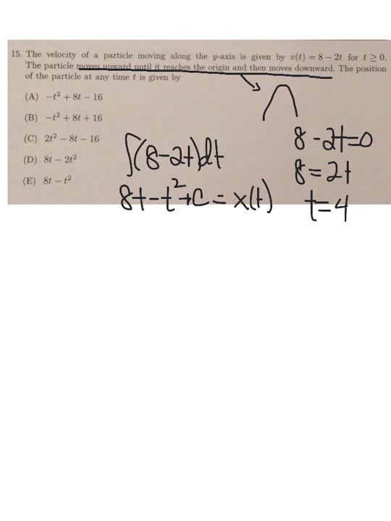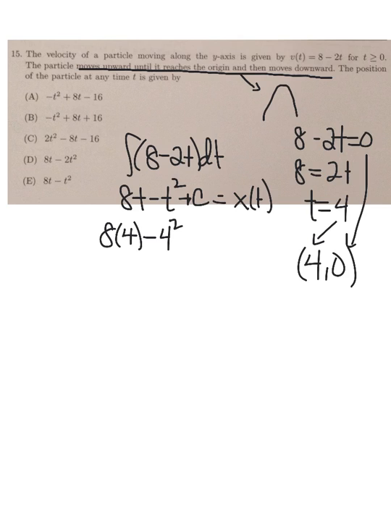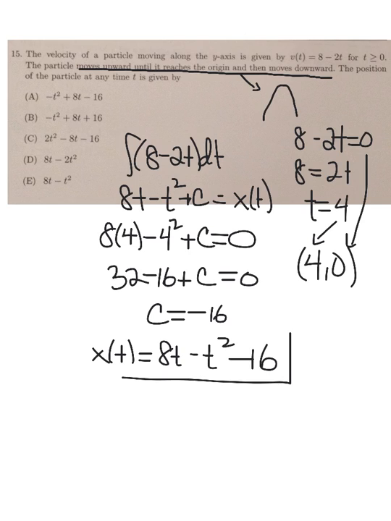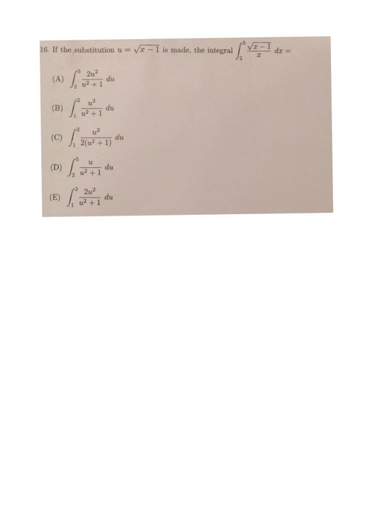All right, well, this is where the t equals 4 comes in because I need to know what c is. So I do know that I have the point 4, 0, right? Here's my 4, there's my 0. So I can plug that point into my position equation. So 8 times 4 minus 4 squared plus c equals 0. So that's going to give me 32 minus 16 plus c equals 0. So c equals negative 16. So my final position equation is going to be 8t minus t squared minus 16. Okay, and I know you have to switch that around a little bit, but the answer is choice A. Okay, it's a good day today.